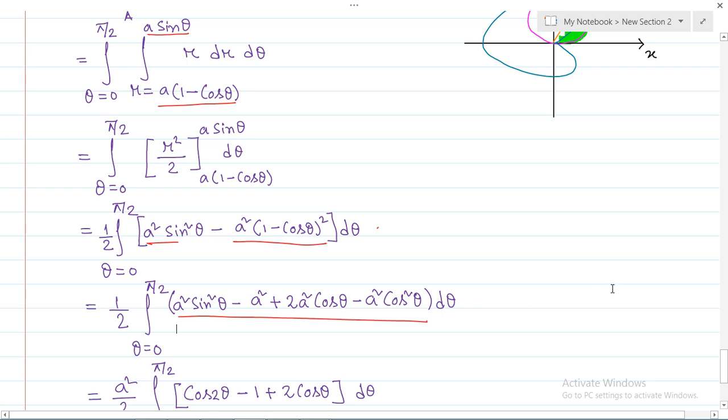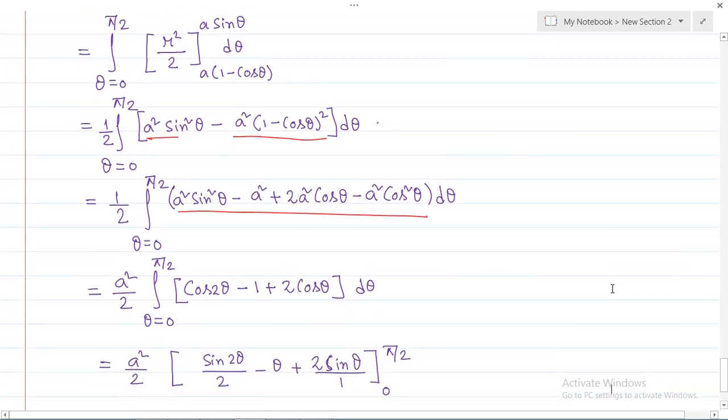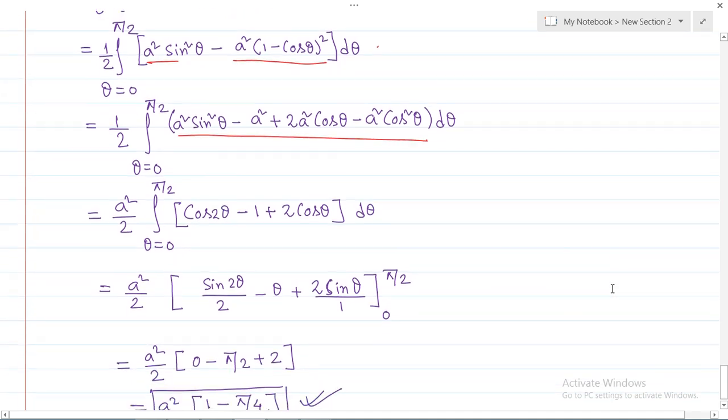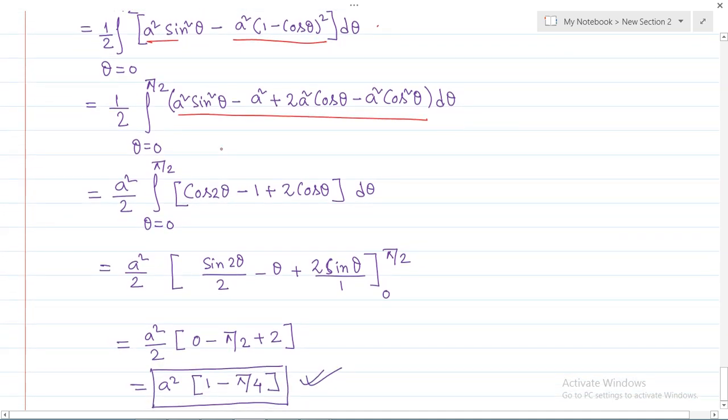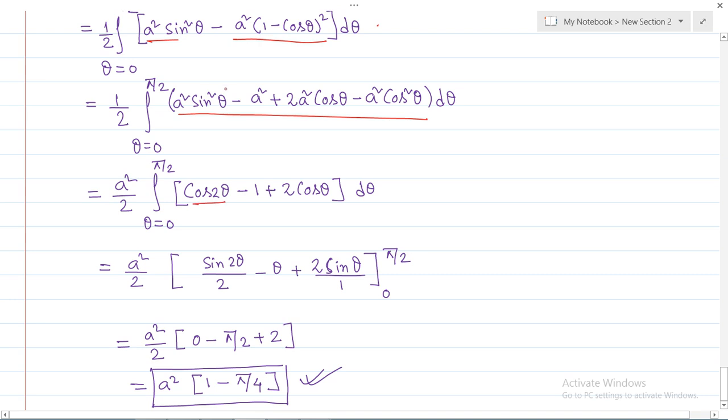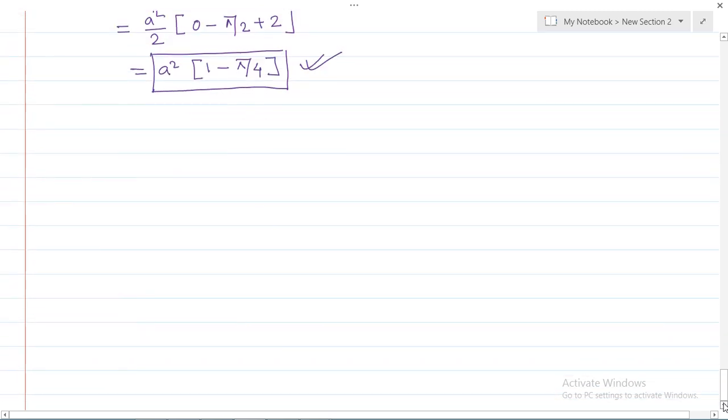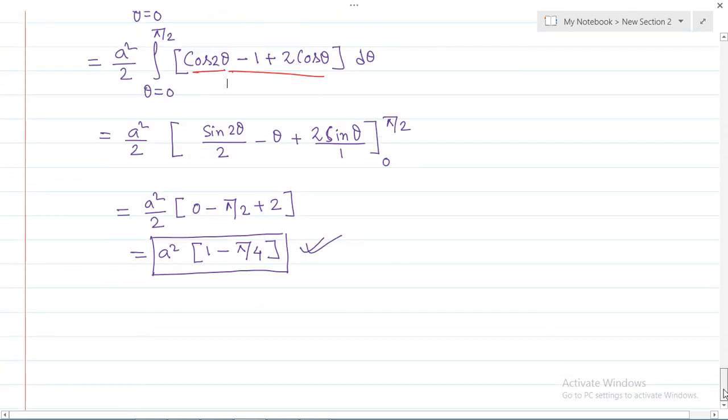After simplification we get a square by 2 outside, cos 2 theta minus 1 plus 2 cos theta. How do we get this cos 2 theta? From sin square theta minus cos square theta we get cos 2 theta, and the rest of the terms we keep as they are. Now simple integration we have done. Cos 2 theta integration is sin 2 theta by 2, minus 1 gives theta, and 2 cos theta integration is 2 sin theta. After substituting all these values we get the answer as a square into 1 minus pi by 4.